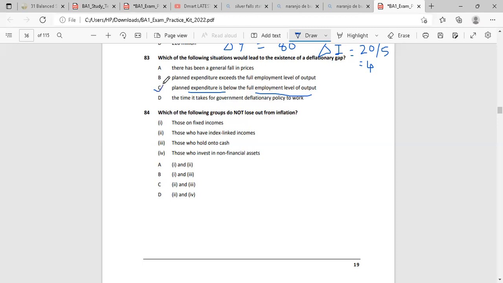Which of the following groups do not lose out from inflation? Those on fixed incomes, those who have index-linked incomes, those who hold on to cash, and those who invest in non-financial assets. Who will not be affected because of inflation or rise in prices?